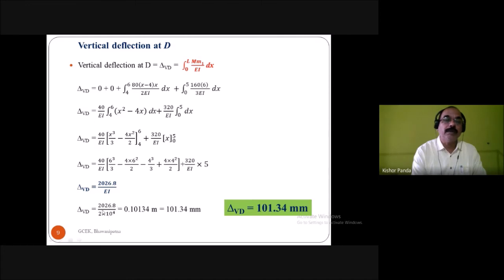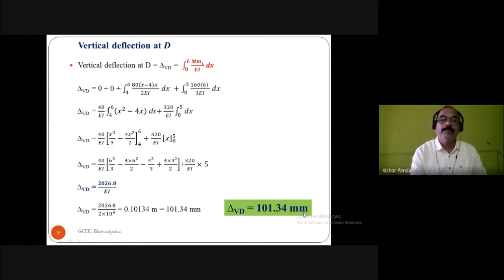But the EI value is given in the question. This is 2 into 10 to the power 4. After putting this value, you get delta Vd equal to 101.34 mm. So this is the vertical deflection at D, equal to 101.34 mm.